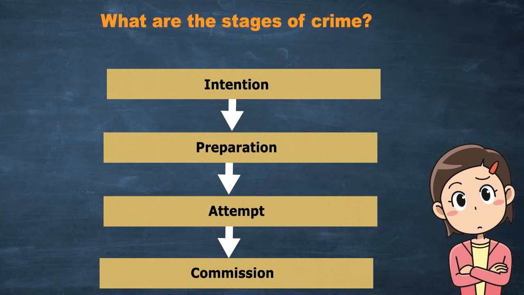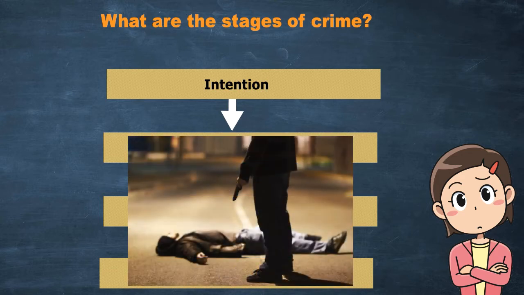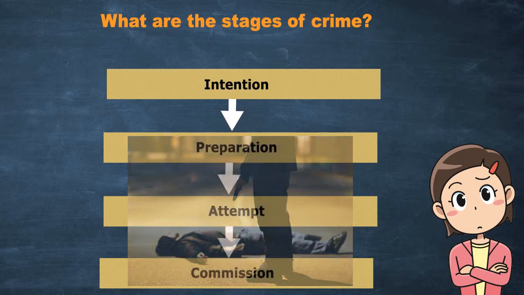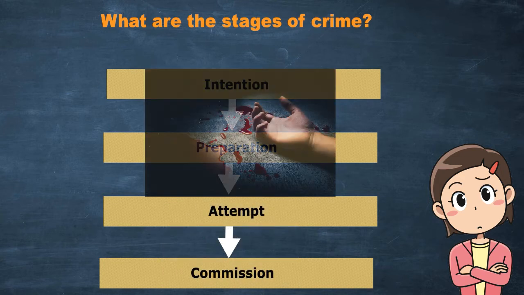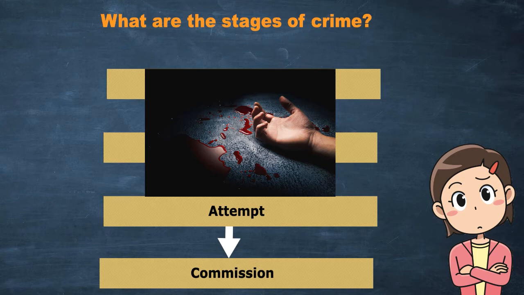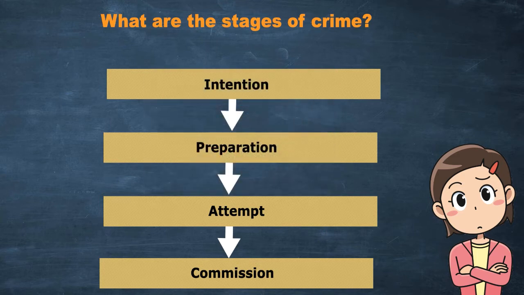As you can see on the screen, primarily intention is essentially required. So you have the intention to do something wrong, to do something illegal. If that intention has come into your mind, now you start preparing in order to execute it. Once you have prepared, then you attempt, and once you attempt, you commit or execute that act. So likewise there are four steps.